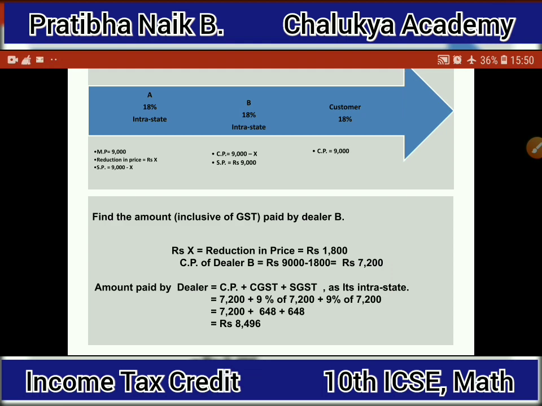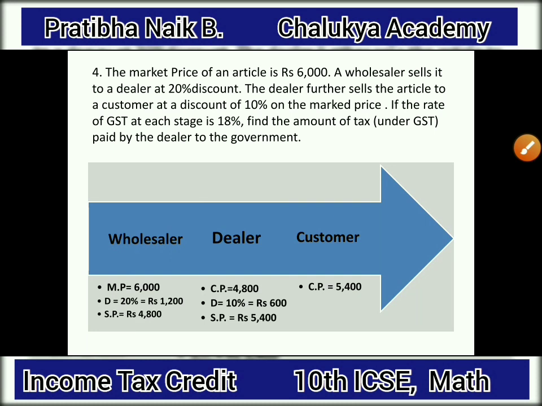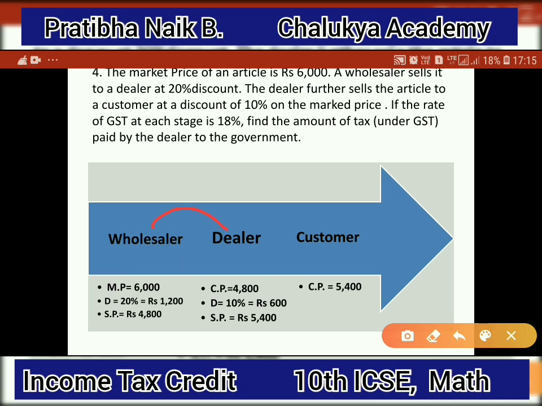Okay, let's start with the fourth example. The market price of an article is rupees 6,000. A wholesaler sells it to a dealer at 20% discount. The dealer further sells the article to a customer at a discount of 10% on the marked price. If the rate of GST at each stage is 18%, find the amount of tax under GST paid by the dealer to the government.